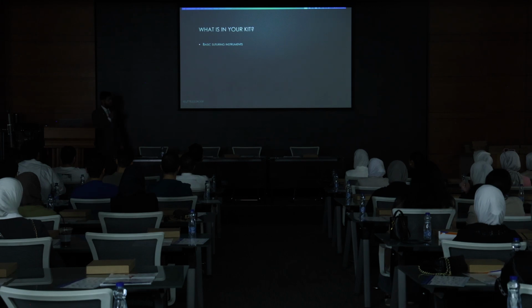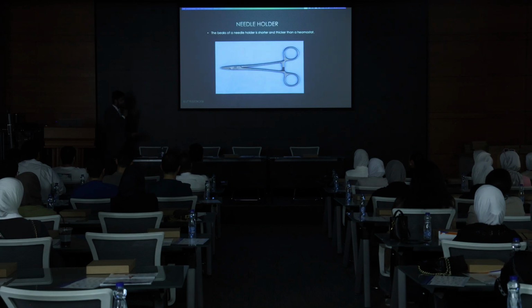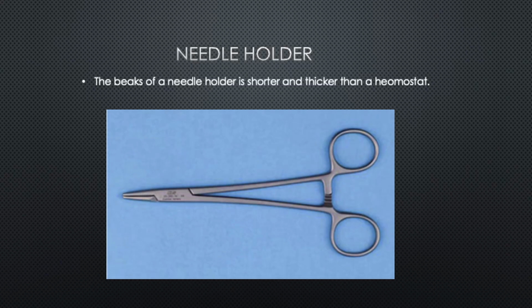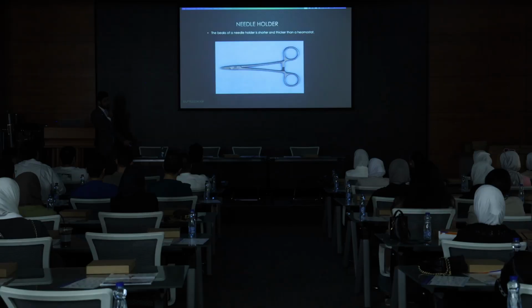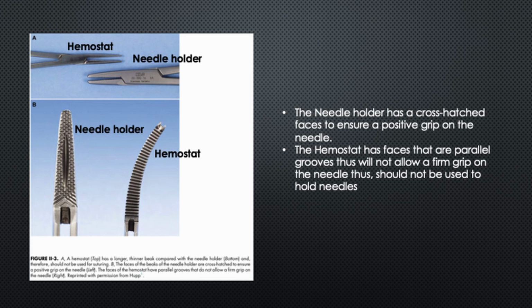each one of you will have their own kit, and inside the kit there are the basic instruments you're going to need for the exercise and even for practical treatment. As you see, this is the needle holder, the first instrument, which we are going to use in the beginning. The beaks are short and thick, as you could see, thicker than the hemostat, or as we call it, mosquito. You could see on the left side, the needle holder, the beaks are cross-hatched faces to ensure a positive grip on the needle, whereas the hemostat or mosquito, they have parallel grooves.